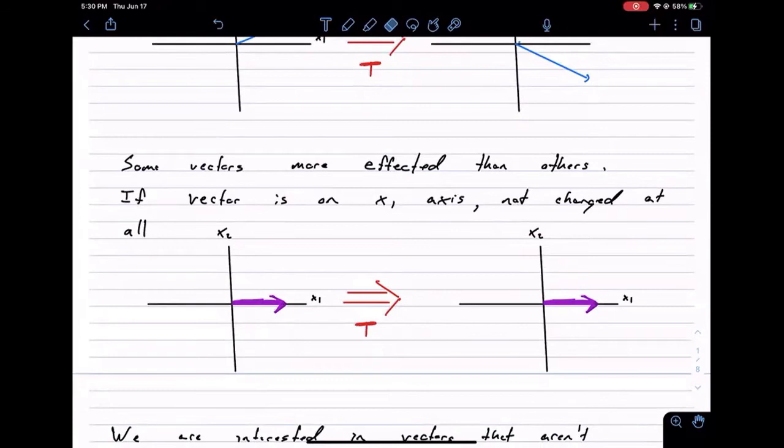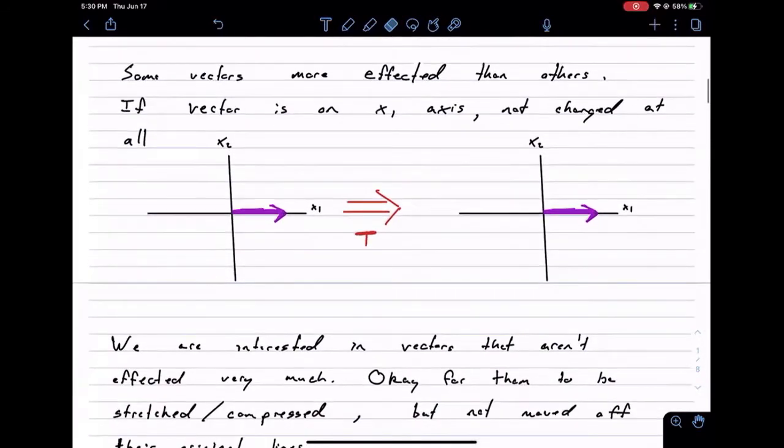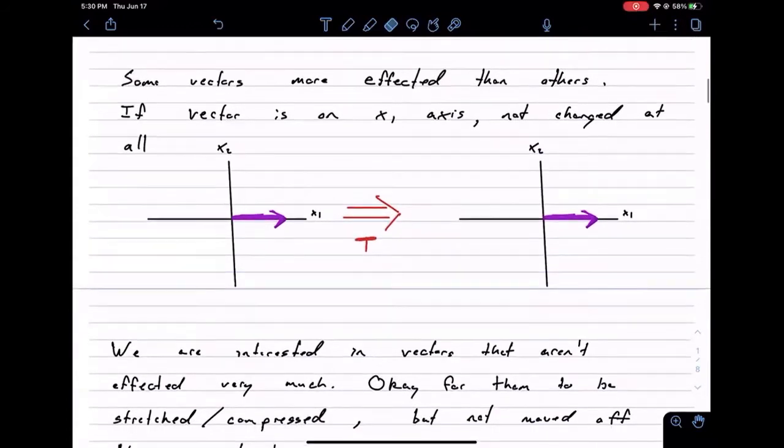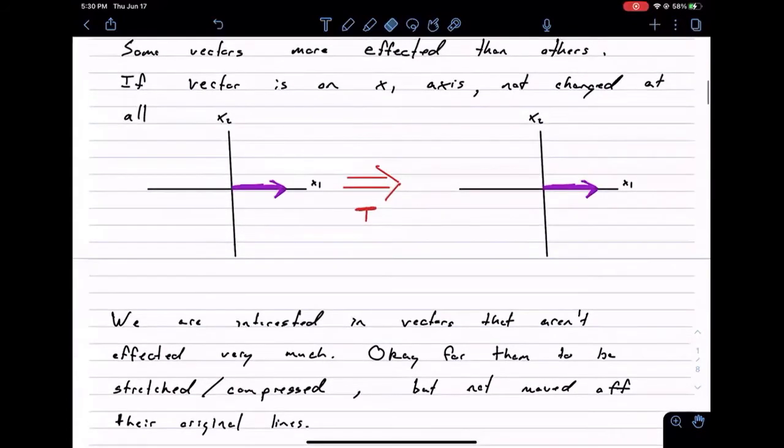We're going to be very interested in vectors that aren't affected very much by these transformations. In particular, we don't care if the vectors are scaled up or down, like if they're stretched or compressed, but we're looking for vectors that aren't moved off their line. I'm not looking for a vector that's moved from here to here. I want a vector that stays on its same line. Maybe it's stretched out a bit, maybe it's shrunk down a bit, but it stays on its same line.